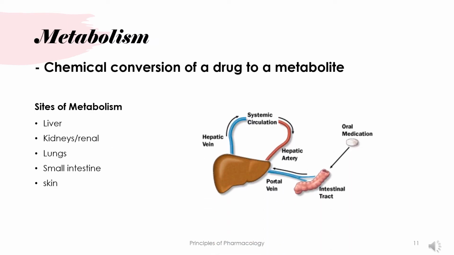After the drug has been distributed, it now needs to be metabolized. Metabolism is the chemical conversion of a drug to a metabolite. It occurs by enzymes primarily in the liver. Other sites of metabolism include the kidneys or the renal system, the lungs, the small intestine, and the skin.